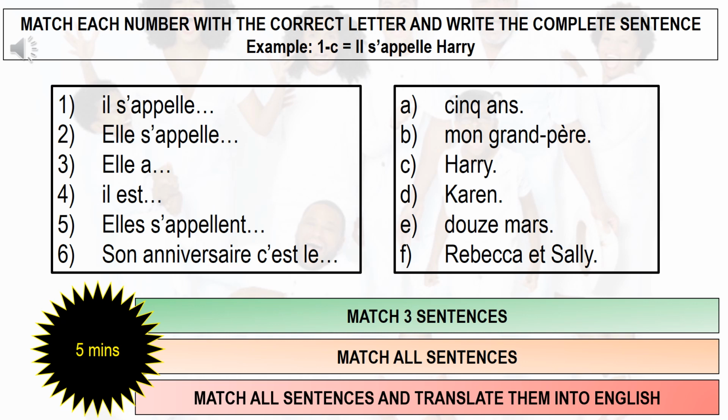The sentence starter number 1, il s'appelle. Its correct ending is letter C, Harry. And then the complete sentence would be il s'appelle Harry. I would like you to do the same thing for the other sentences. You can choose your objective. You can choose to do the green task and match 3 sentences. The orange task, which is to match all sentences. And the red task, which is the master task, would be to match all sentences and translate them into English. You have 5 minutes from now.